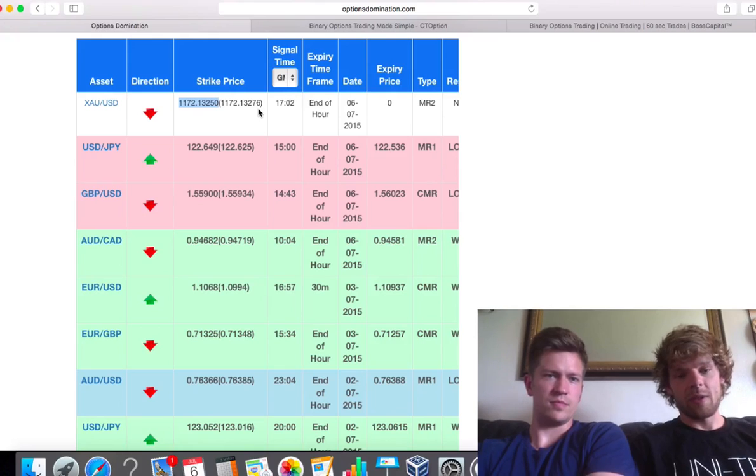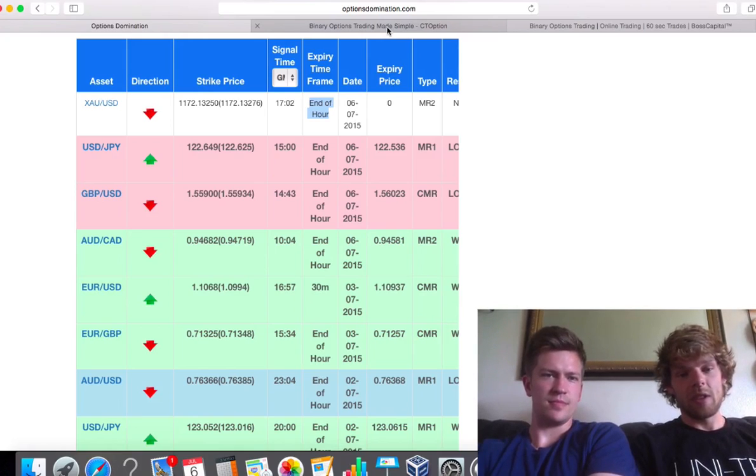Then after that we want to verify the time is correct. In this table, the time is in GMT, so you'll need to know what your time relative to GMT is. The next thing you'll want to check is the expiry time. In this case it's end of hour, so that will be 1800 GMT.